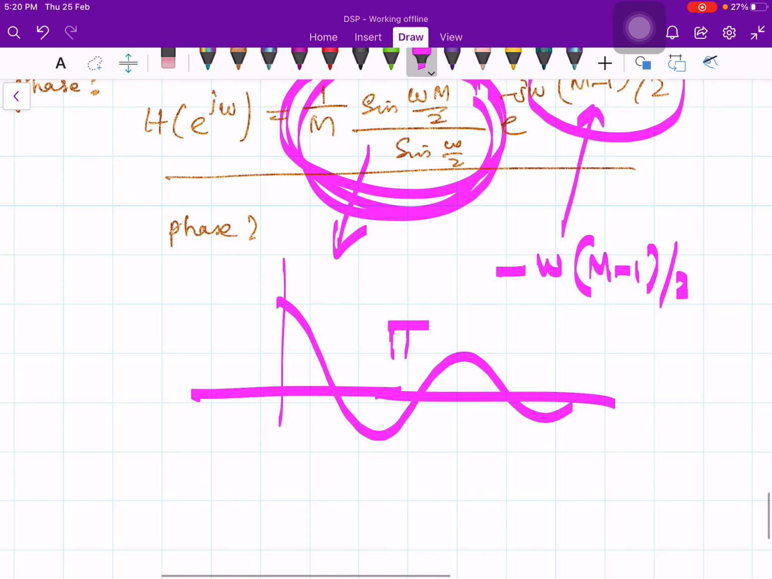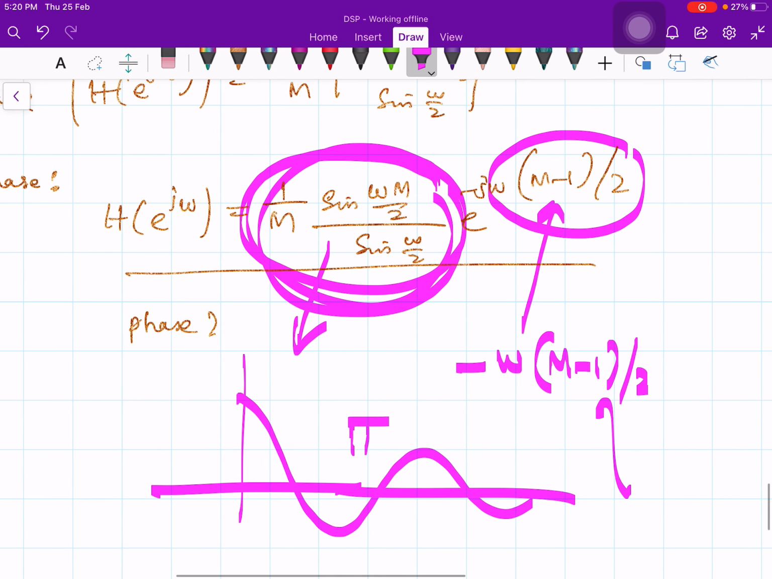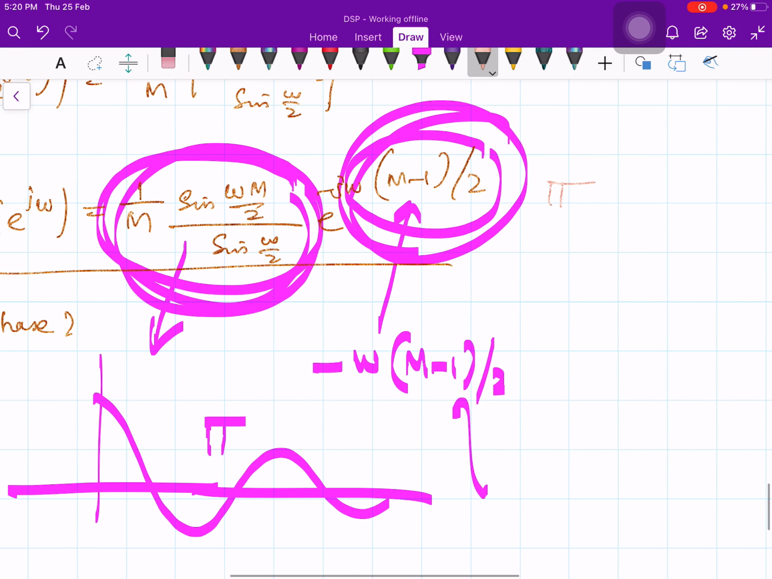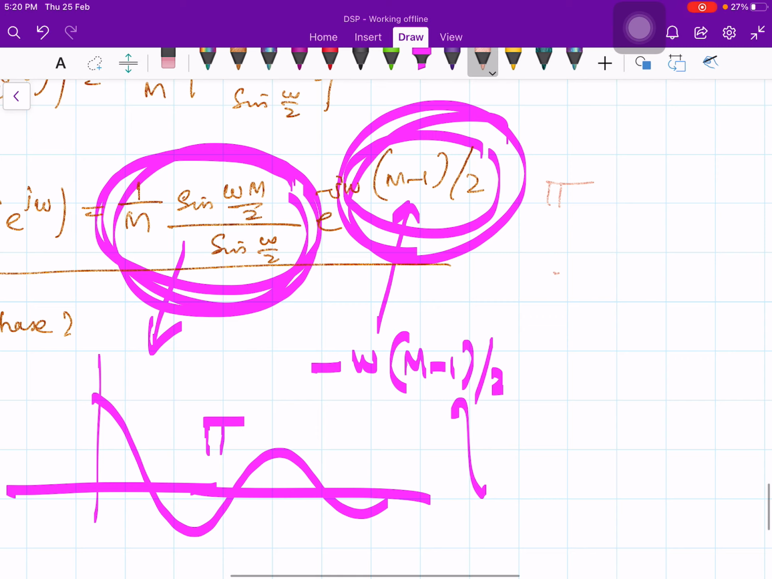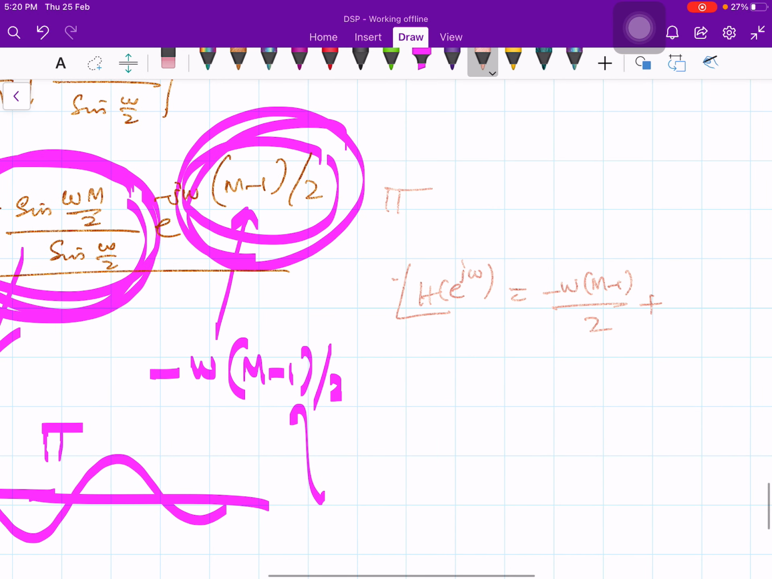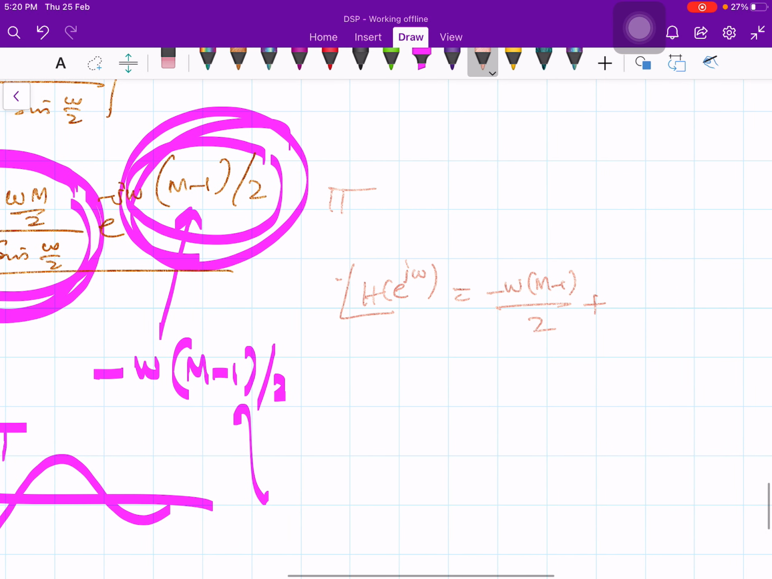Okay, an angle pi is added with this guy. So with this guy, you should add the angle of pi. Therefore the phase angle is going to be minus omega times (capital M minus 1) divided by 2 plus there is a phase angle. How much is it introducing? Pi.